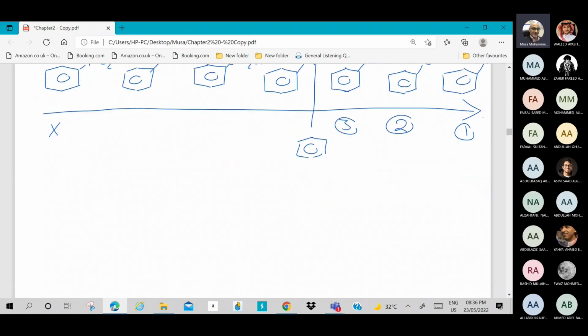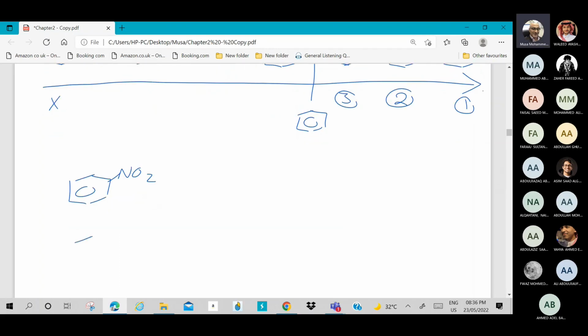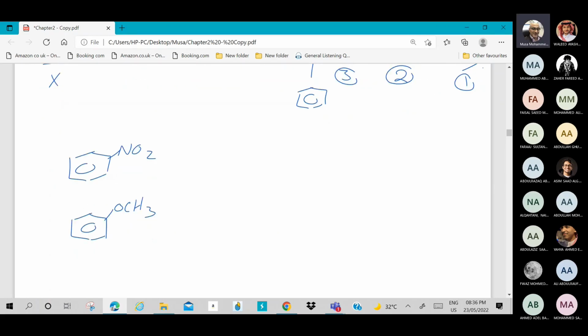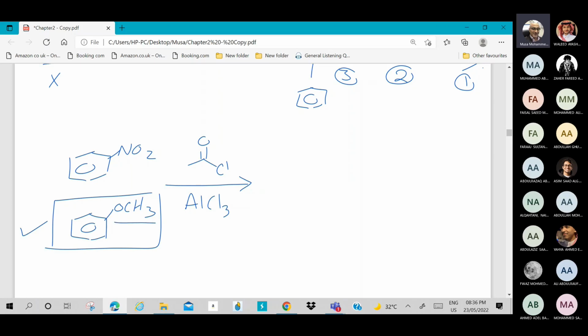So this means if I have two reactions, I have here, for example, nitro, and I have OCH3. Which one of these two will go faster? For example, C double bond O, Cl with aluminum chloride, which is a Friedel-Crafts acylation reaction. In this case, the one below will be faster because this is electron donating group.